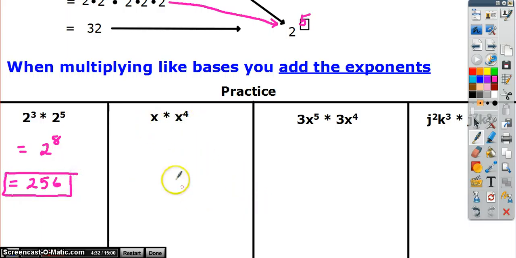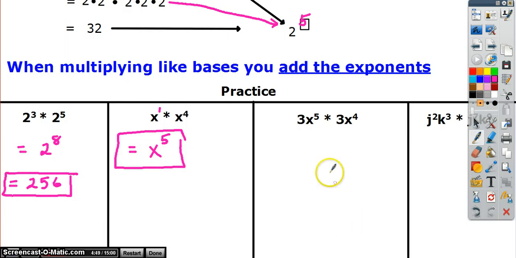All right, x times x to the 4th equals x to the 5th. Anytime there's a value without an exponent, that's assumed to be an exponent of 1, and 1 plus 4 is 5. Can't evaluate that because we don't know what x equals, so that's as far as you can go with that.